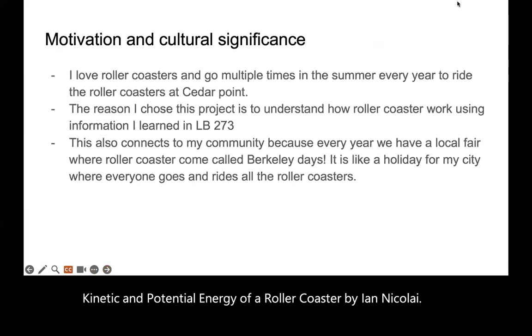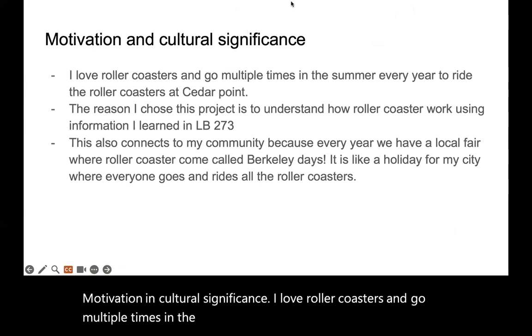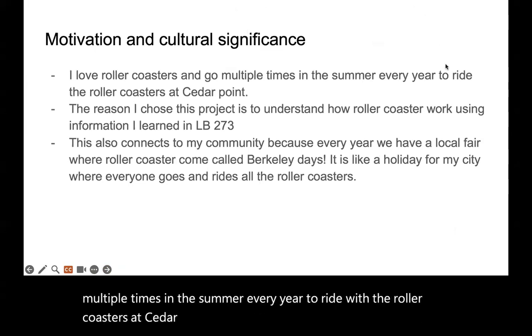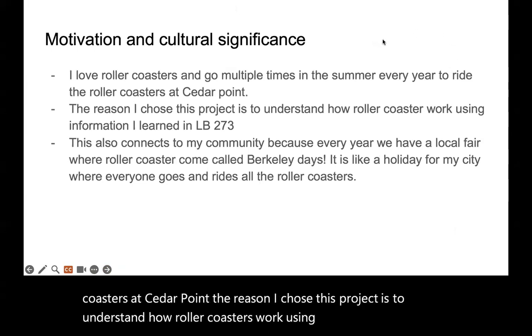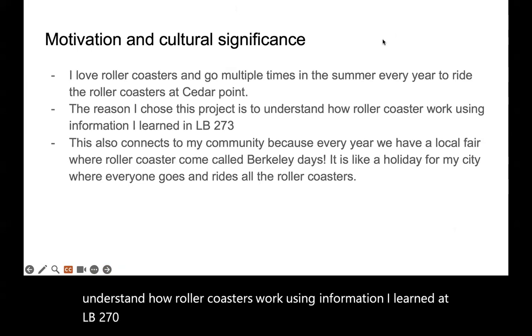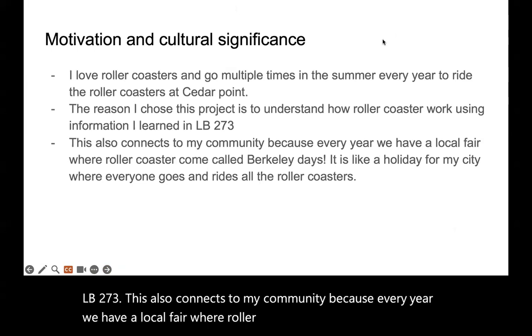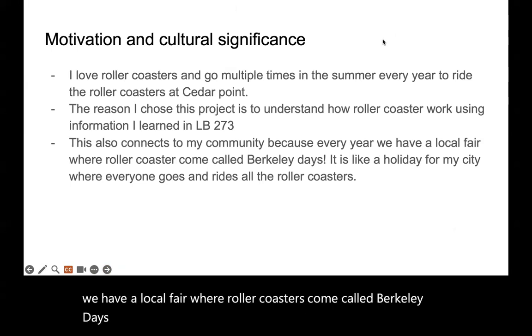Motivation and Cultural Significance. I love roller coasters and go multiple times in the summer every year to ride the roller coasters at Cedar Point. The reason I chose this project is to understand how roller coasters work using information I learned in LP 273. This also connects to my community because every year we have a local fair where roller coasters come called Berkeley Days. It's like a holiday for my city where everyone goes and rides roller coasters.